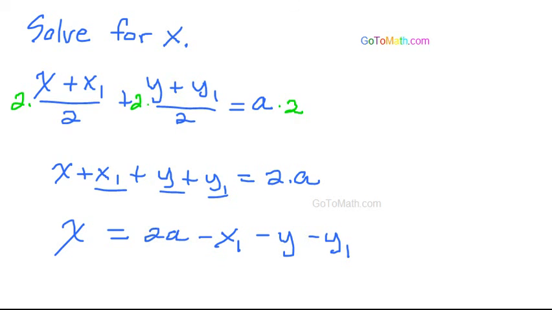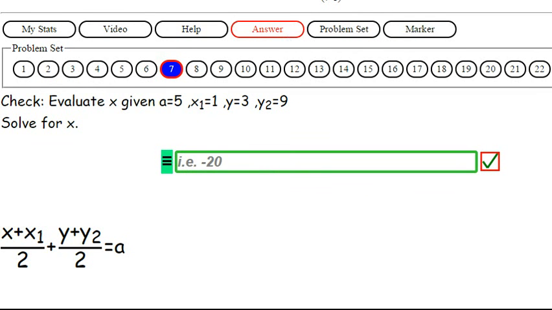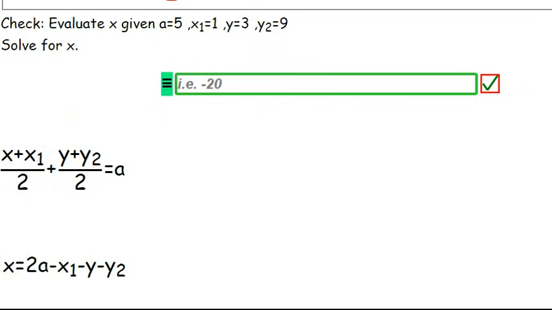Okay, let's come up here. I think it was minus everything, wasn't it? Minus x sub 1 minus y sub 2.